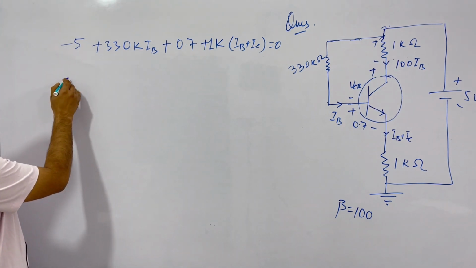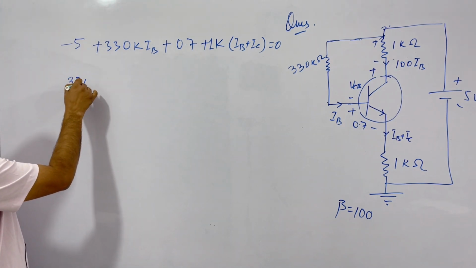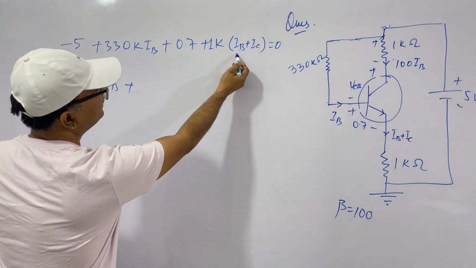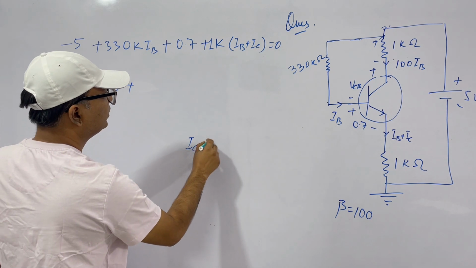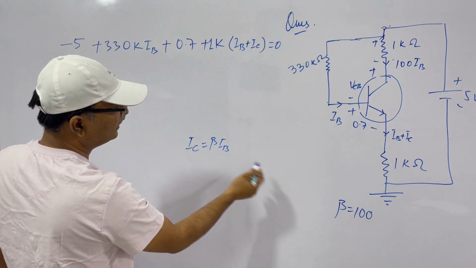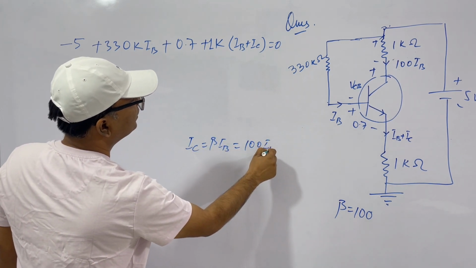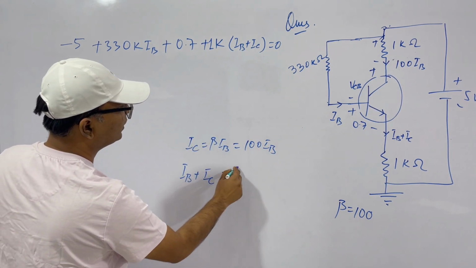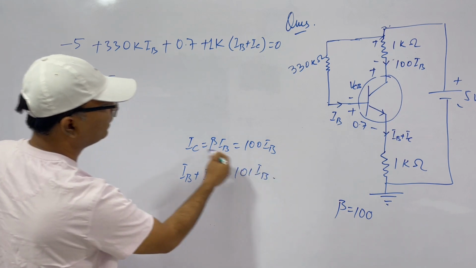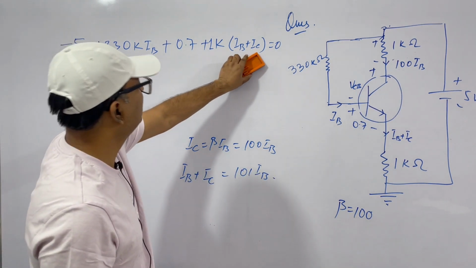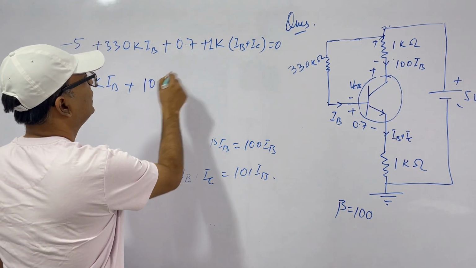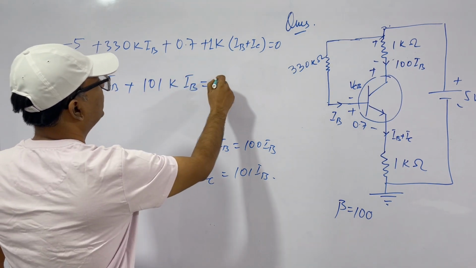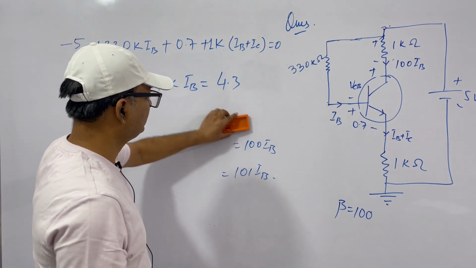Let's see. We have 330k IB plus, see, IC is what? IC is equal to beta IB. And beta is 100, so this is 100 IB. So IB plus IC is basically what? 101 IB. Clear? So we can write 101 into 1K IB. This is equal to 5 minus 0.7, that is 4.3 volts.